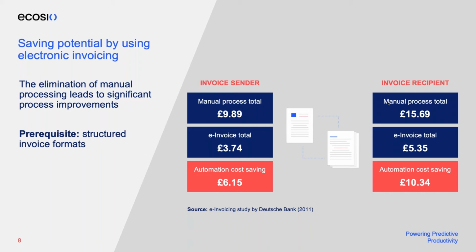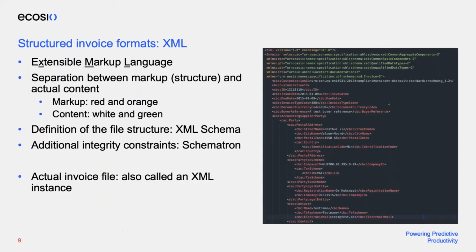Well, I guess the most important and famous one at this point is XML. XML is the abbreviation, or the acronym, for extensible markup language. We do have a separation there between markup, providing the structure of the file, and the actual content. If you look at the figure on the right-hand side, you'll see that the markup is provided in red and orange, and the actual content is provided in white and green.